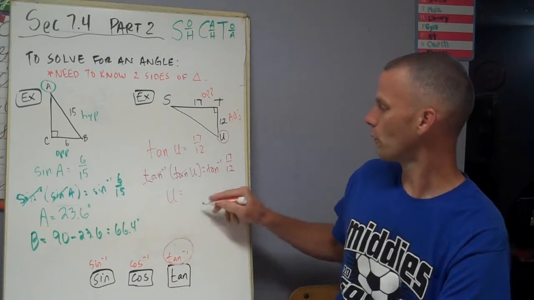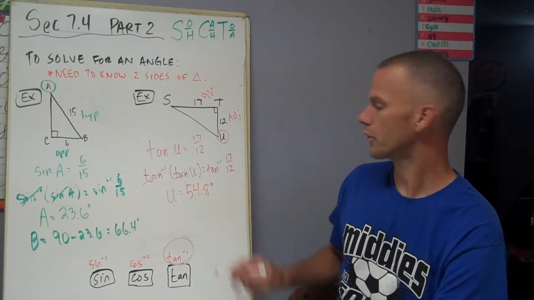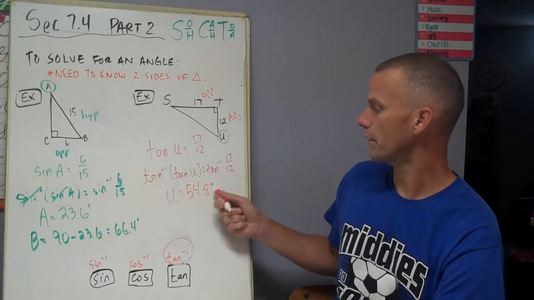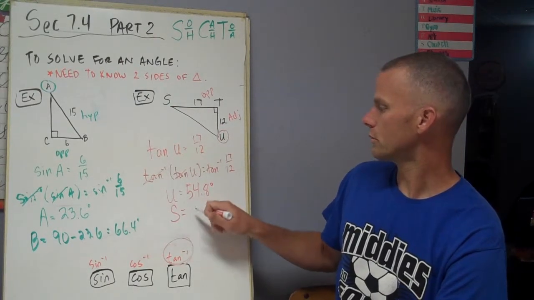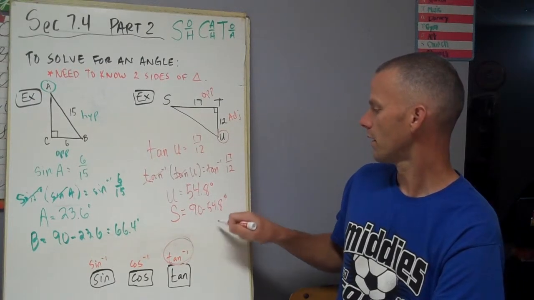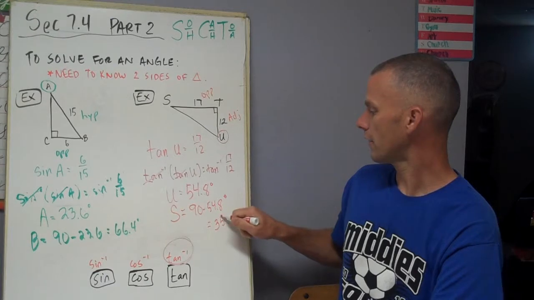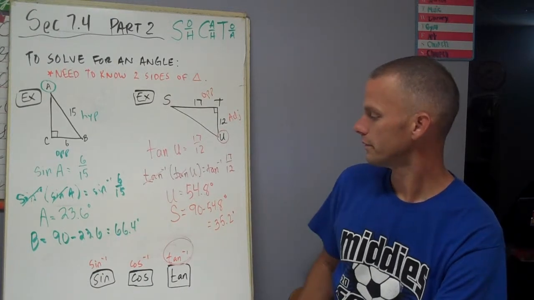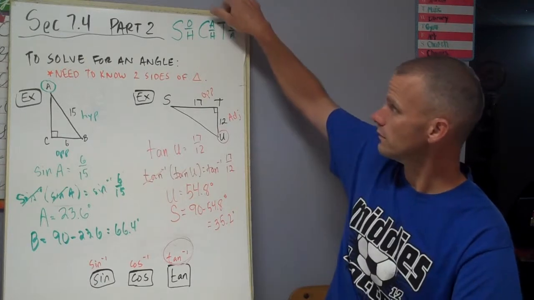And we come out with 54.8 degrees. Make sure you're putting your degree units in there. To solve for angle S, we're just going to subtract that from 90. And we should come out with, what do we got there? 35.2 degrees. Alright? So that's how we solve for an angle.